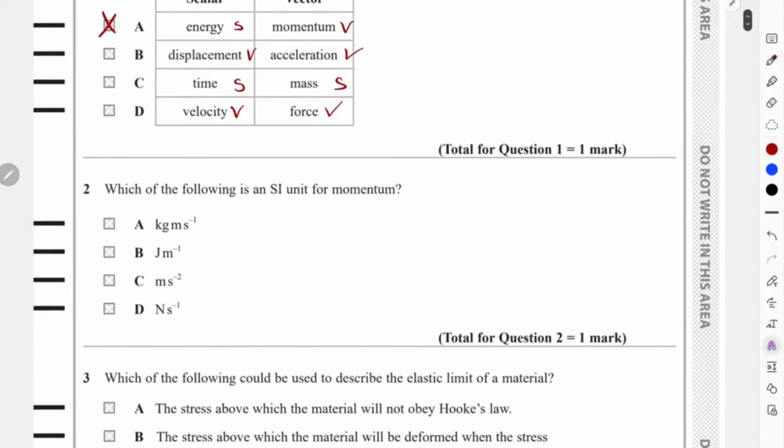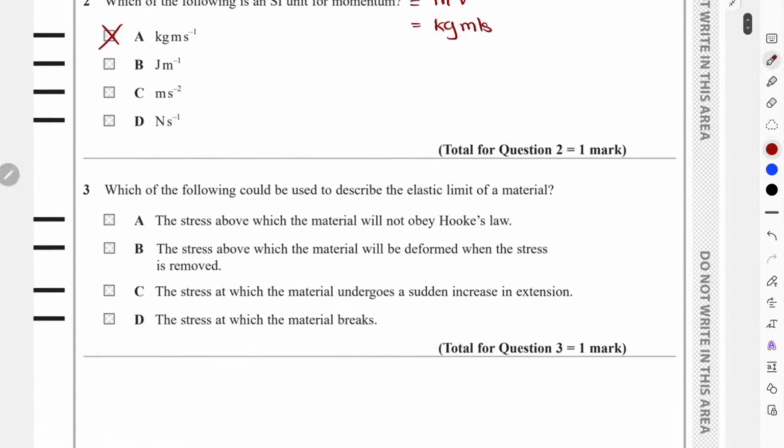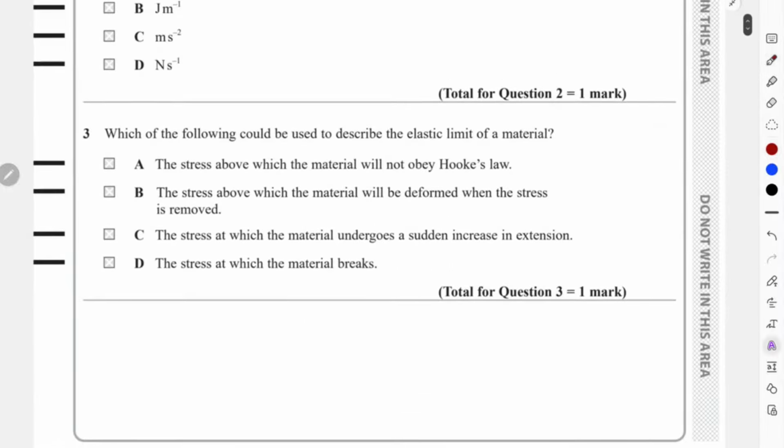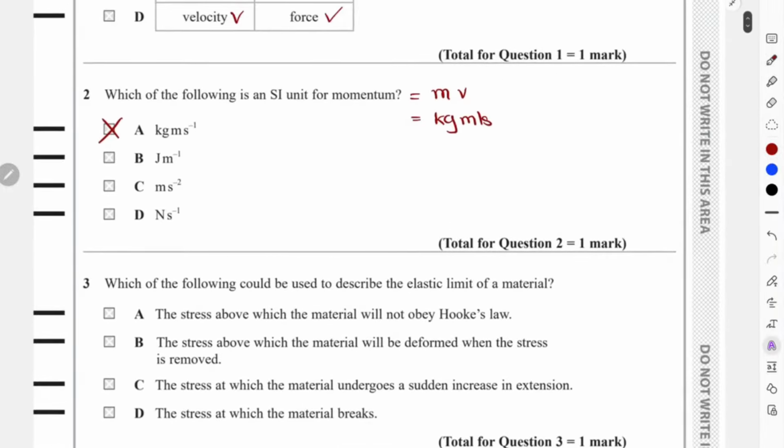Which of the following is an SI unit for your momentum? For momentum, the equation was actually mass into velocity, right? Which is kg meters per second. And then again, option A is the correct answer in that case. That was the end for your question 2.